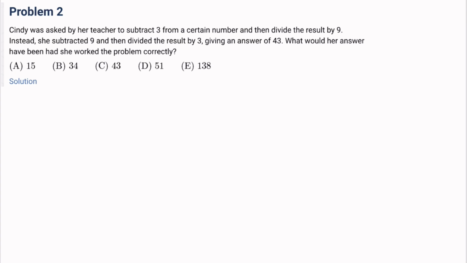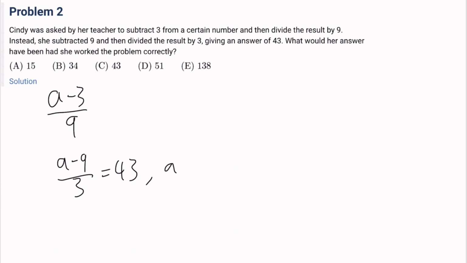Number 2, Cindy was asked by her teacher to subtract 3 from a certain number and then divide the result by 9. Instead, she subtracted 9 and then divided the result by 3, giving an answer of 43. What would her answer have been had she wrote the problem correctly? Okay, so let's say that the certain number was A, right? So what she should have done was A minus 3 divided by 9, right? But then what she actually did was A minus 9 over 3, and she got 43, right? So this is 43.